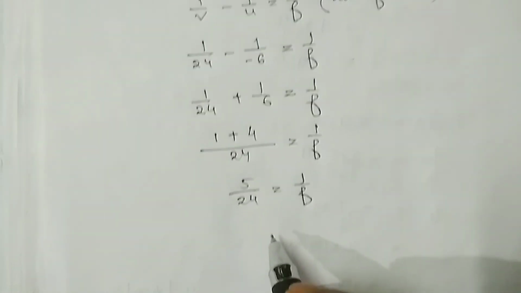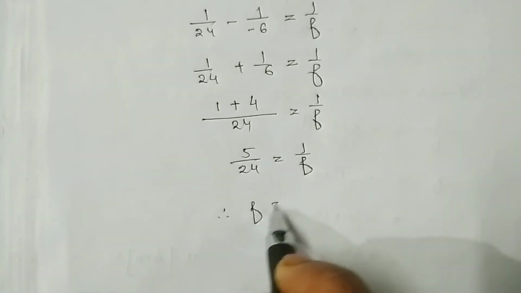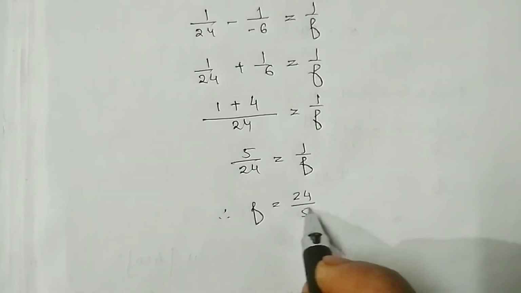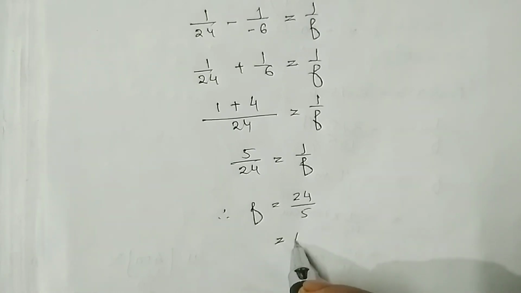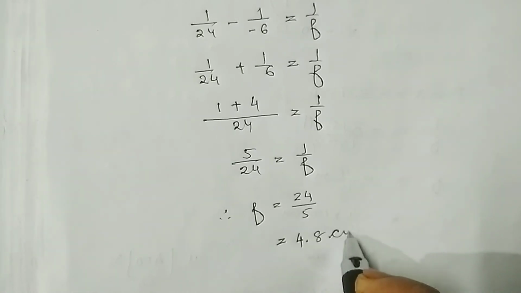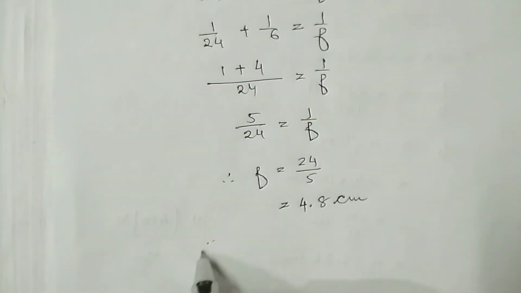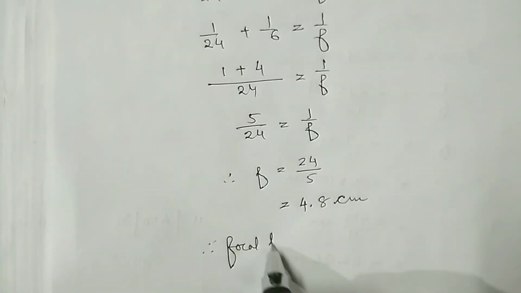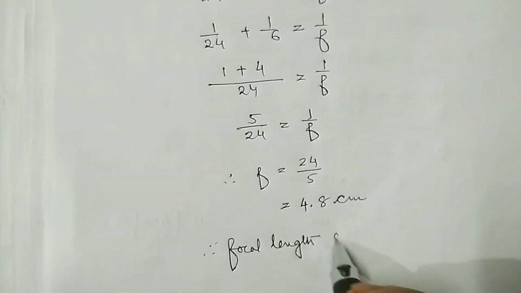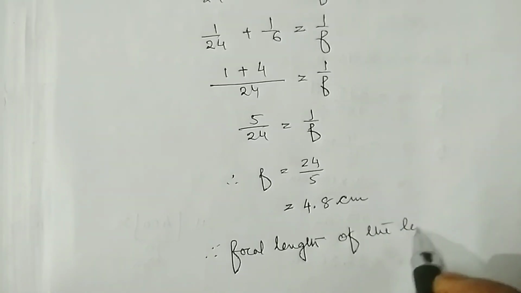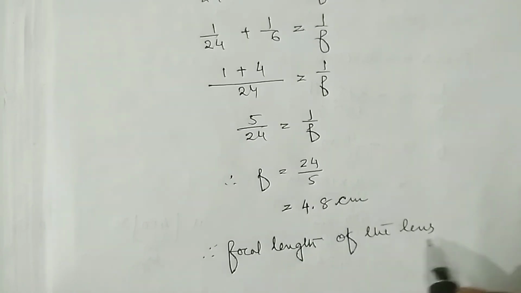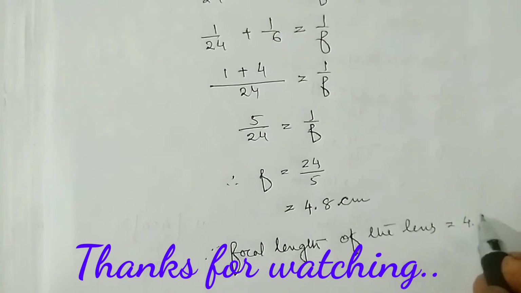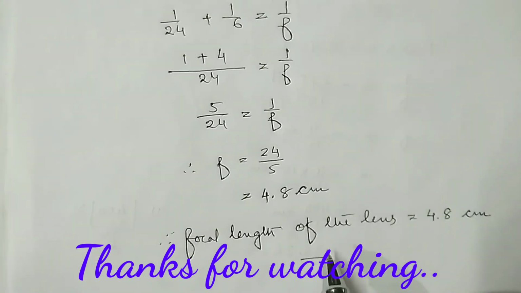Therefore f equals 24 by 5. If you divide 24 by 5, you are going to get 4.8 centimeter. Since we got focal length positive, the lens must be convex, so focal length of the lens equals 4.8 centimeter. I hope you have understood the sum, and that's all for today. Thank you for watching.